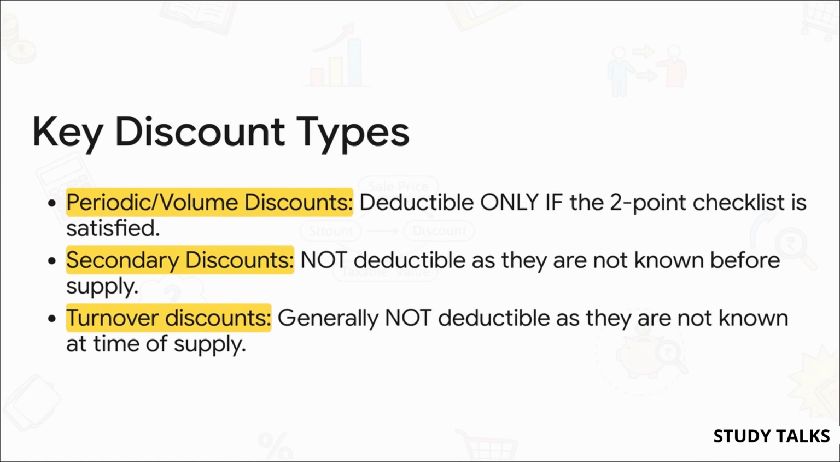So let's quickly classify these. You've got your periodic or volume discounts, right? These can be deducted, but only if they satisfy our two-point checklist. Then you have what are called secondary discounts, like a special incentive to clear old stock that you offer later. These are almost always not deductible because there was no prior agreement. Same goes for annual turnover discounts. They generally aren't deductible because they're finalized way after the original supply.